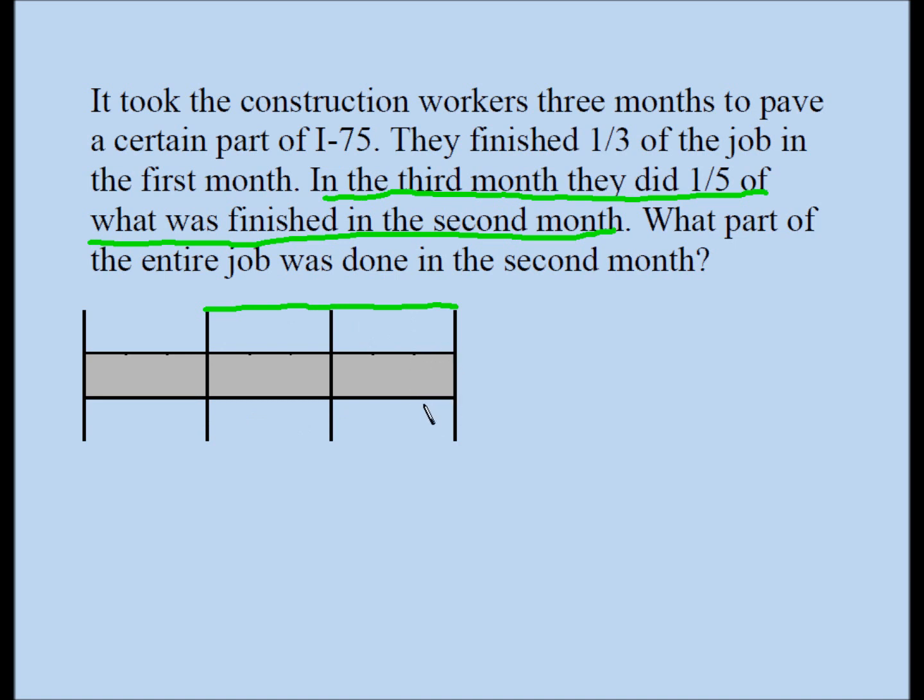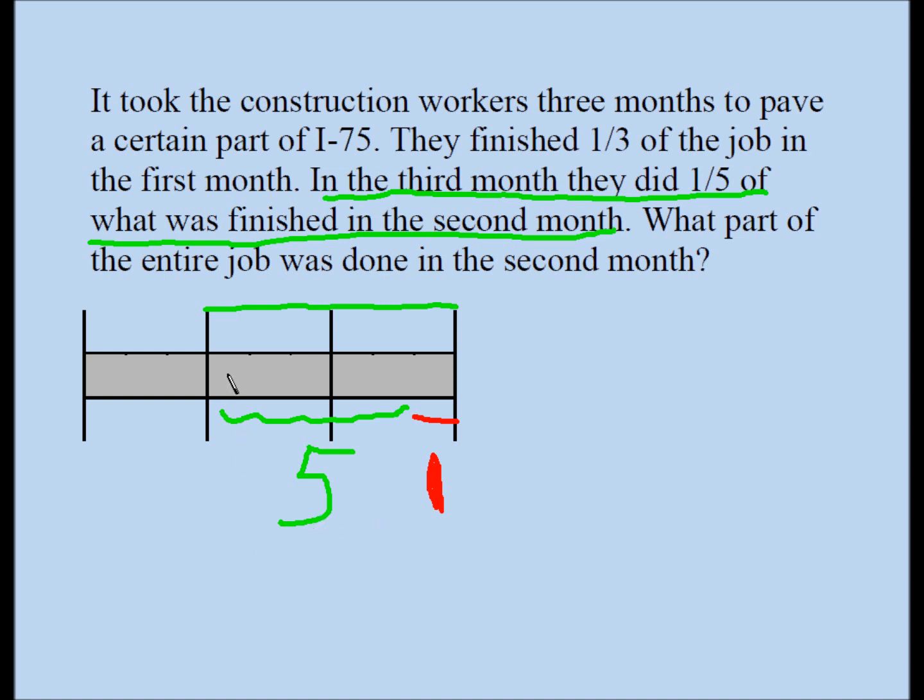Now, that tells me it's a good idea to represent the second month in 5 pieces. I'm going to cut what was done in the second month into 5 pieces. Then what was done in the third month would have to be 1 piece, because then this 1 piece will be 1/5 of the 5 pieces. If the second month had 5 parts, the third month would have 1 part, because the third month was 1/5 of the second month.